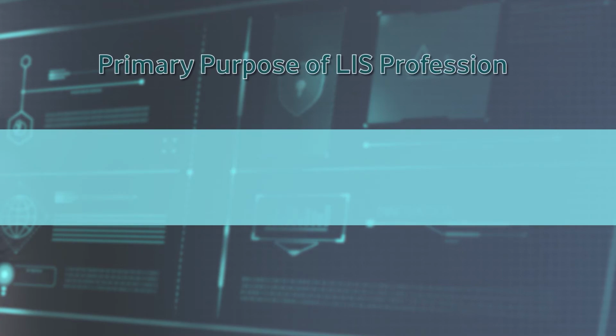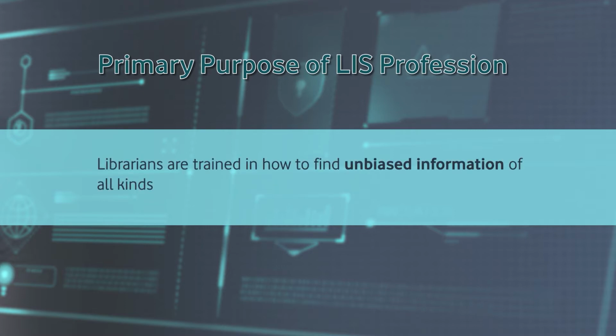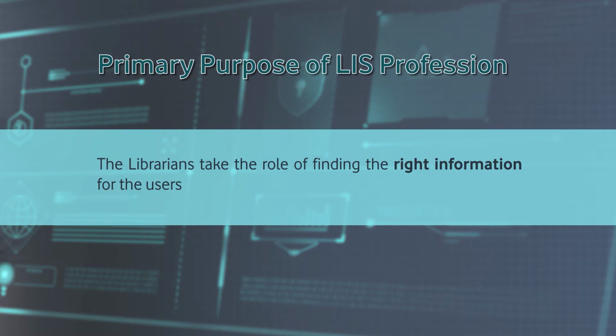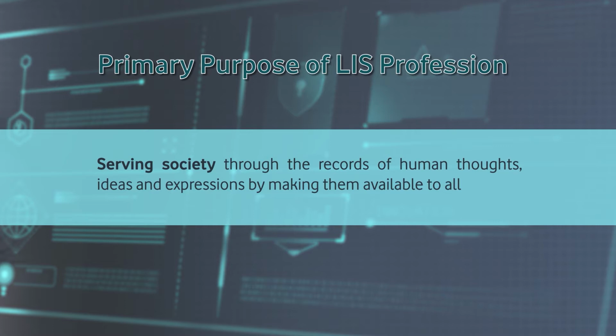And the primary purpose of the LIS profession is to provide access to information pertinent to users' requests. And the librarians are trained in how to find unbiased information of all kinds. When we talk about unbiased, it means with honesty, without any kind of discrimination. You are supposed to provide the information honestly. And the librarians take the role of finding the right information for the users and serving society through the records of human thoughts, ideas, and expressions by making them available to all. So these are the main primary purposes of the library and information science profession.